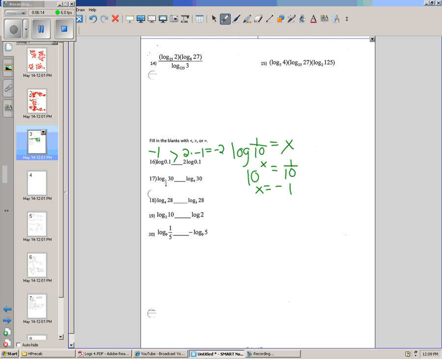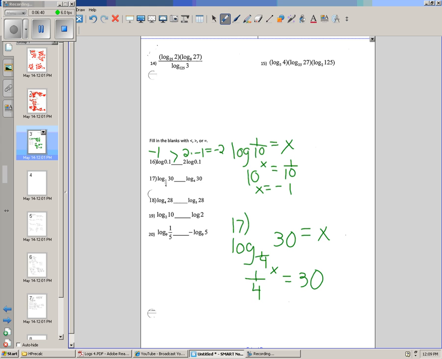Okay, for 17, we can't figure out what the exact value of either side is, but we can figure out which one is bigger by just using reasoning. So we have log base 1/4 of 30 equals x. So that means 1/4 to the x is 30. Okay, thinking about this, we know that our exponent has to be negative because we have to take the reciprocal of 1/4 to get it to multiply to give us the 30.